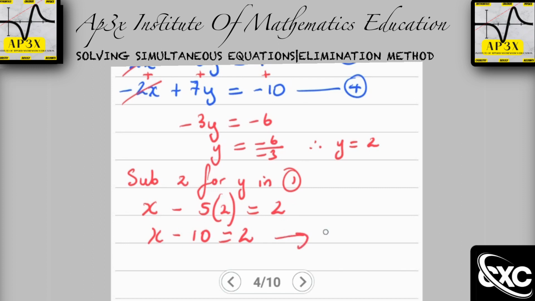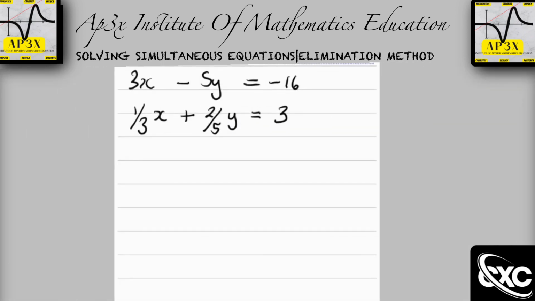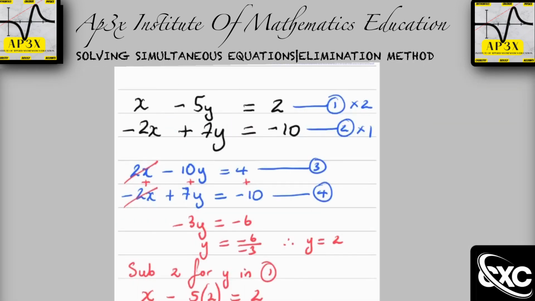I'm going to therefore then get x is equal to 2 plus 10. X therefore then works out to be equal to 12. So x is 12 and y is 2. Alright? And that is pretty much, of course, how to solve that equation.